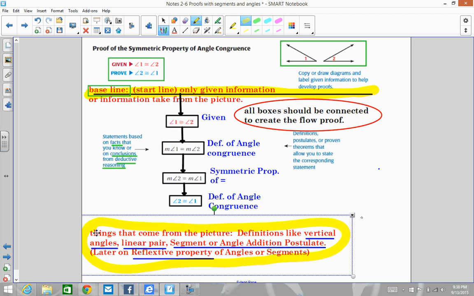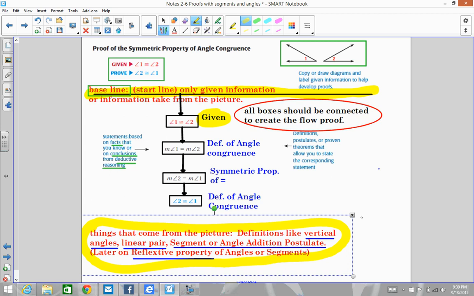Vertical angles, definition of vertical angles, definition of a linear pair. Remember that those tell you what they look like. They have nothing to do with numbers or anything like that. Segment and angle addition, which comes out of the picture. And eventually reflexive property of angles and segments, which we'll use. Okay. And of course, the given can come from the starting line. Only those things can. Nothing else can. And if you bring anything off the top starting line that's not one of those things, then it's not allowed and it makes a mess for your proof.